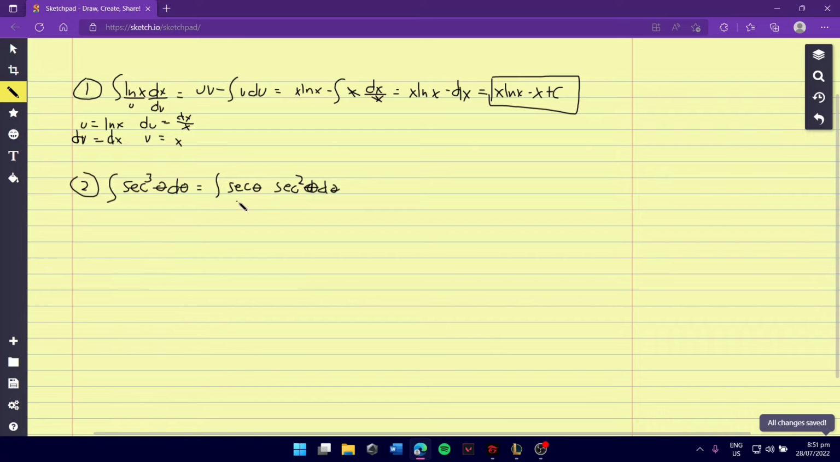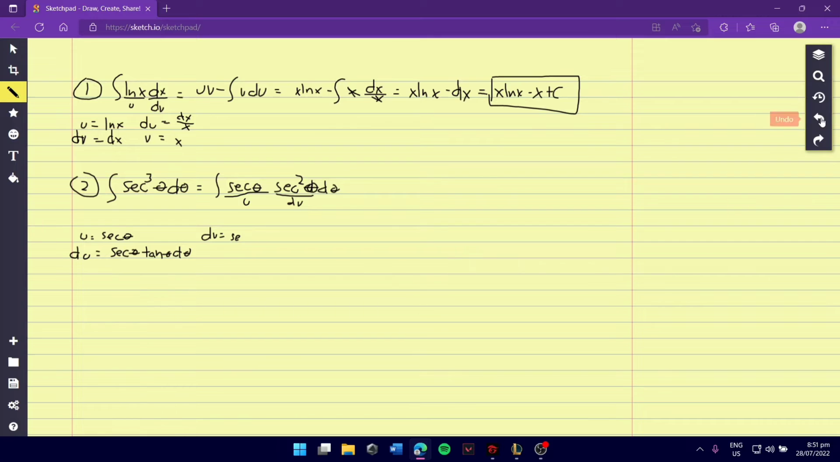So now we have our u and dv. u here is secant theta. du here, the derivative of secant theta, is secant theta times tangent theta d theta. And our dv here is secant squared theta d theta.